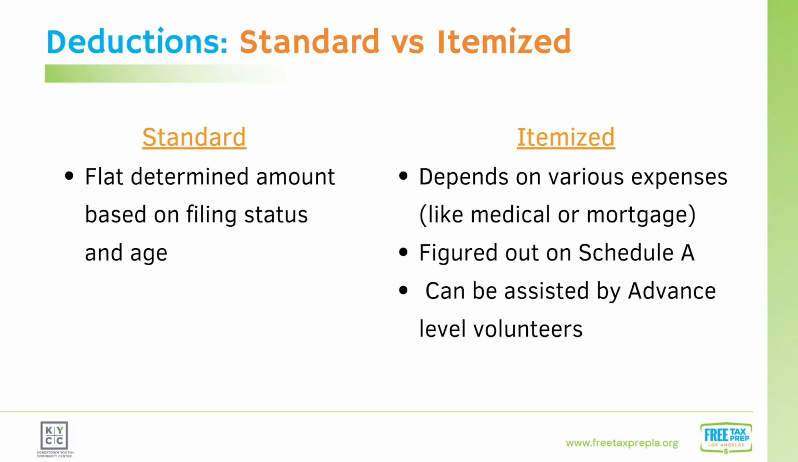Going on to standard versus itemized. Just as a refresher, the standard deduction is a flat predetermined amount based on filing status as well as age. And for itemized deduction, it depends on various expenses, stuff like medical expenses or even mortgages. This is figured out on the Schedule A, and you need to be at the advanced level certification in order to help with itemizable deductions.